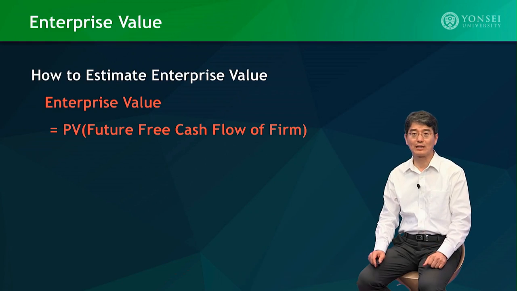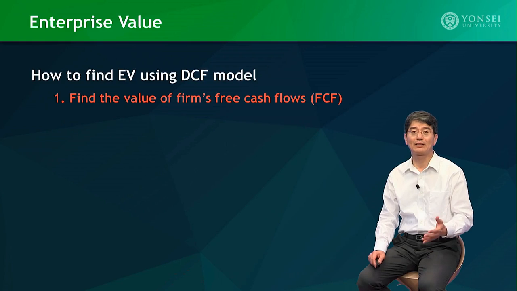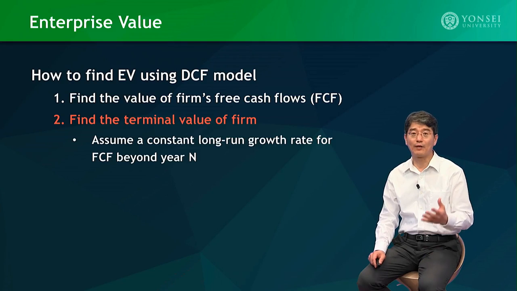We are going to learn how to estimate a firm's current enterprise value by computing the present value of the firm's free cash flow. Let's take an example to learn how to find enterprise value using DCF model. First, we can find the value of a firm's free cash flows by discounting free cash flows by discount rate and sum the discounted free cash flows. Next, we can find the terminal value of a firm by assuming a constant long-run growth rate for free cash flows beyond year end. Here, the long-run growth rate is typically based on the expected long-run growth rate of the firm's revenues.